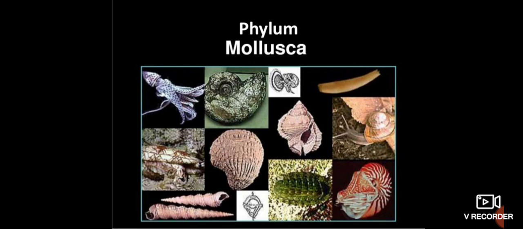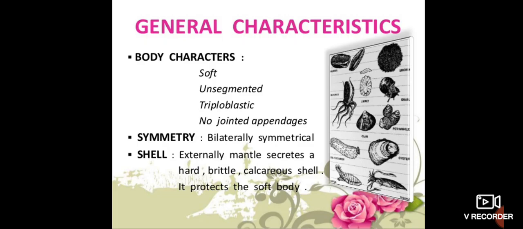Today's topic is about the phylum Mollusca and Echinodermata. The general characteristics of the Mollusca. First I am going to start. They are very soft, that is, the body is very soft. It is unsegmented. The organisms of Mollusca are triploblastic. They don't have any jointed appendages. The symmetry is bilaterally symmetrical.